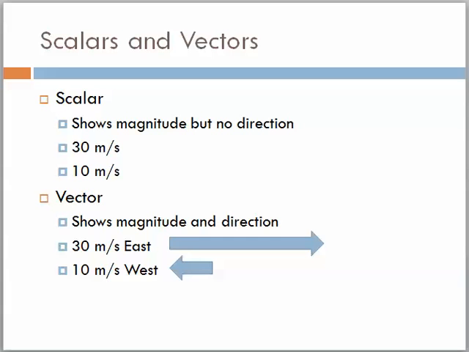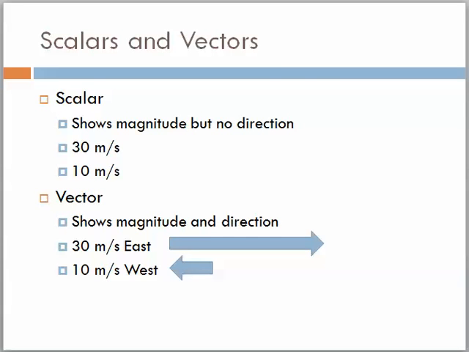10 meters per second. It's still just a scalar. The displacement, we would give distance is a scalar. Displacement is not a scalar. Vectors. All right, vectors show magnitude and direction. Sometimes that direction could be given with just a negative number, or we could start to include actual directions. 30 meters per second east, 10 meters per second west. These right here are examples of vector quantities.